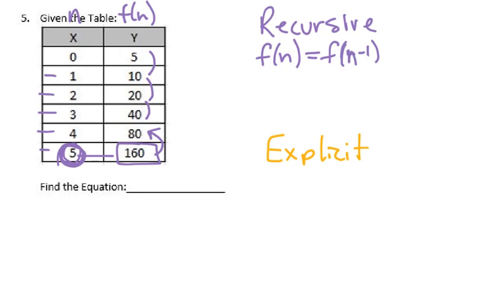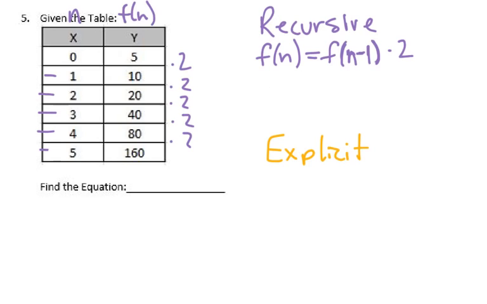Okay, so f of n equals f of n minus 1, and then what's the pattern? Okay, well, 5 to 10, or we could add 5, but that wouldn't get us to 20. So what else can we do? We can times by 2. Is that working? Yep. Times by 2 each time, so f of n equals f of n minus 1 times 2. That's half of our equation.